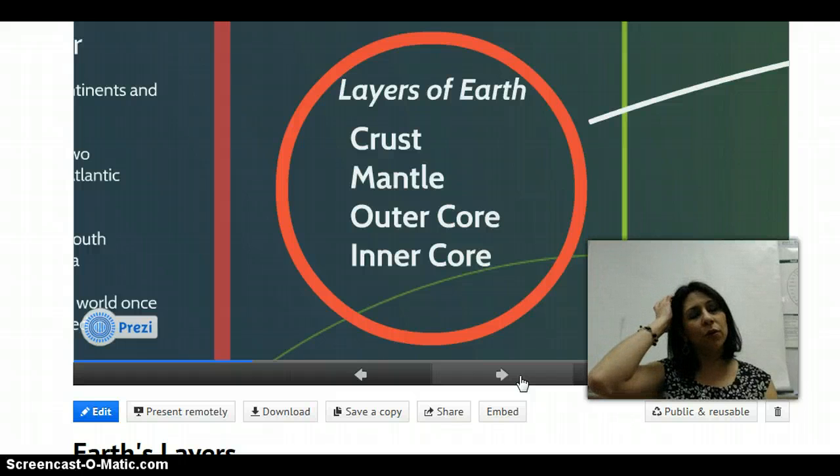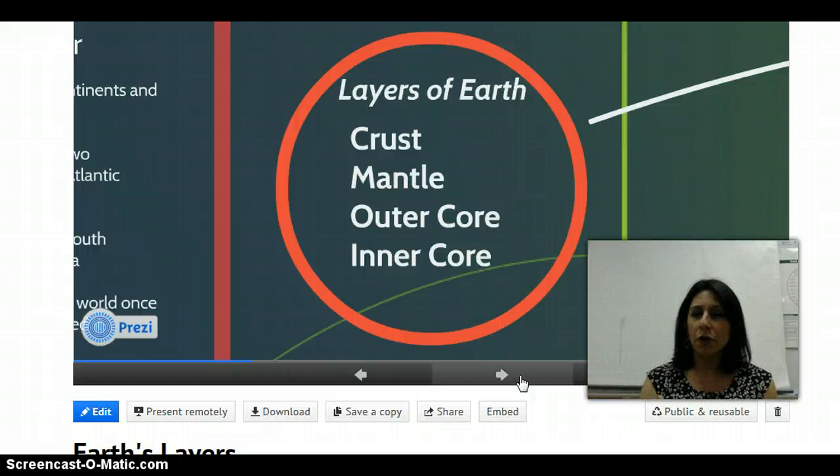We will study Pangea further later, but you will see how the mention of Alfred Wegener is going to be very, very important in lessons to come. As of right now, we are reviewing the layers of the earth, okay?